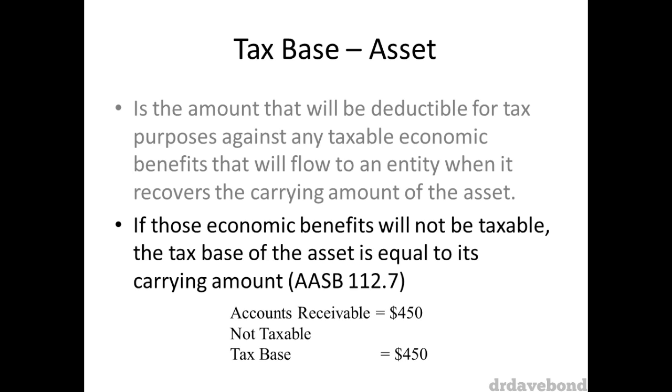If those economic benefits will not be taxable, the tax base of the asset is equal to its carrying value. For example, the economic benefit of an account receivable is the collection of cash. However, this benefit is not taxable because the company already included sales revenue in taxable profit, and as such, the tax base of accounts receivable is equal to its carrying value of $450.